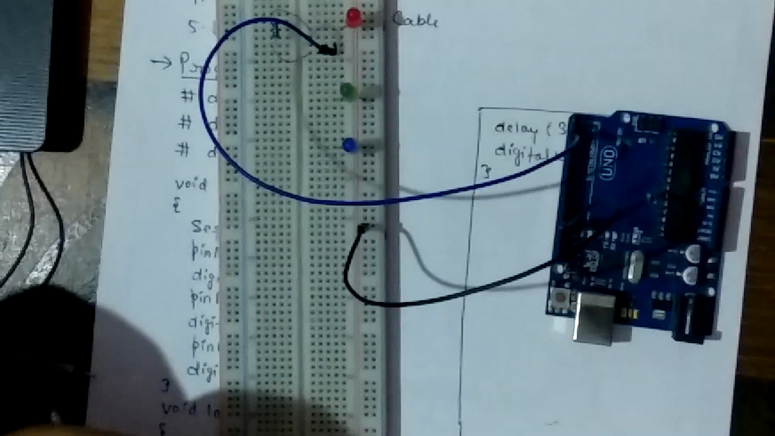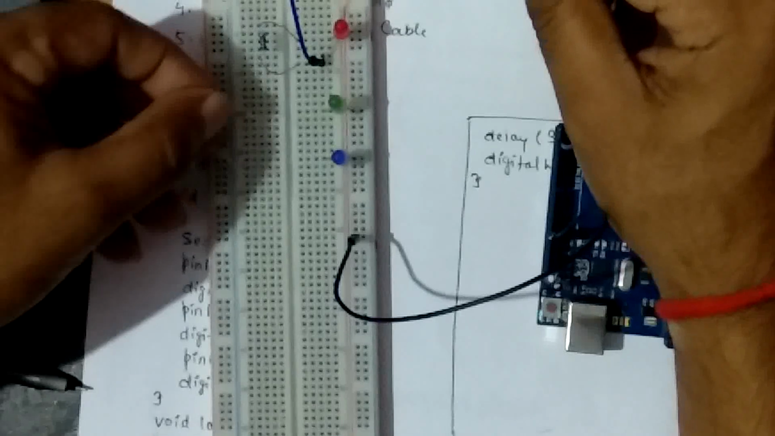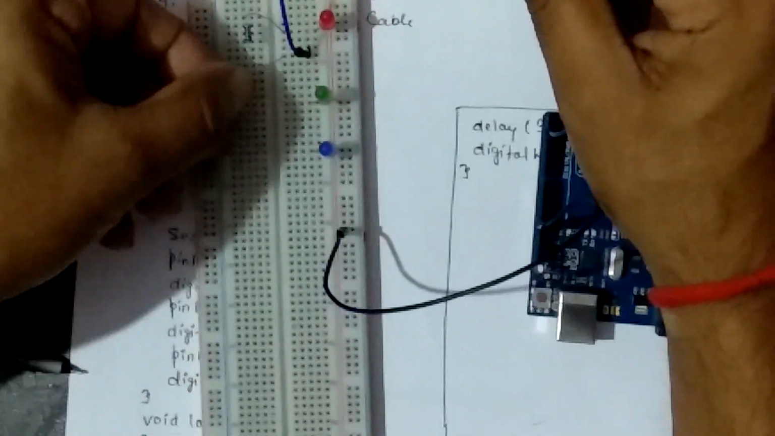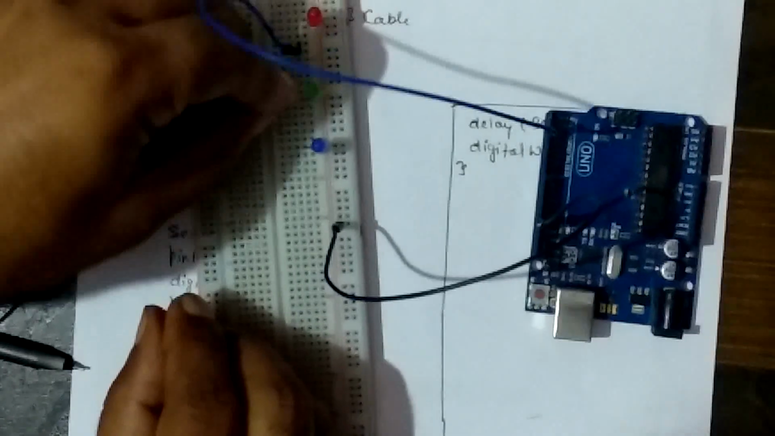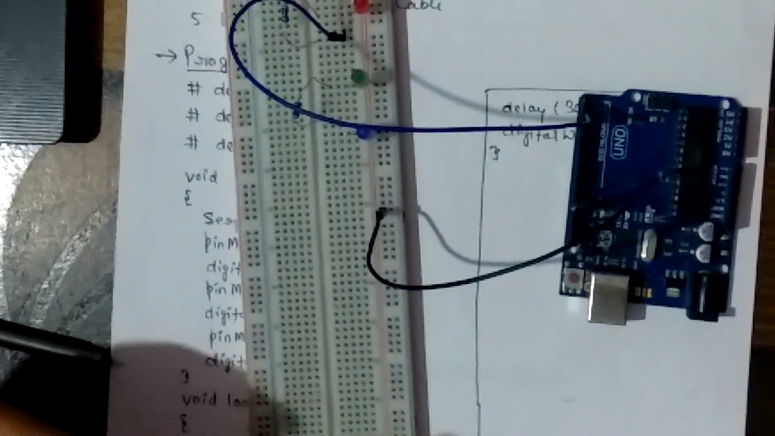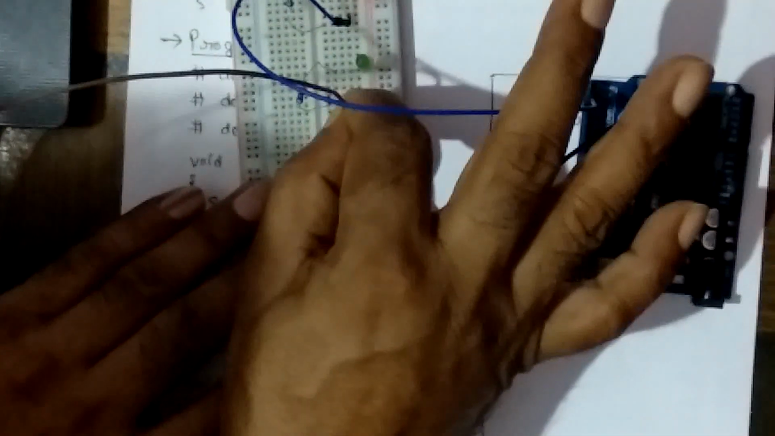Next resistor: one pin of the resistor is connected with the long pin of this green LED and the second pin at some vertical row, and the second pin of this resistor is connected with pin number 3 of the Arduino.